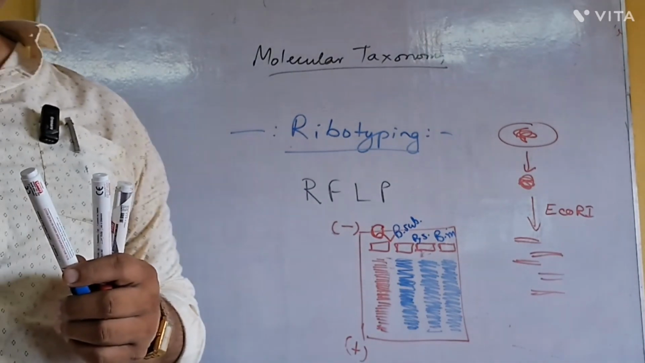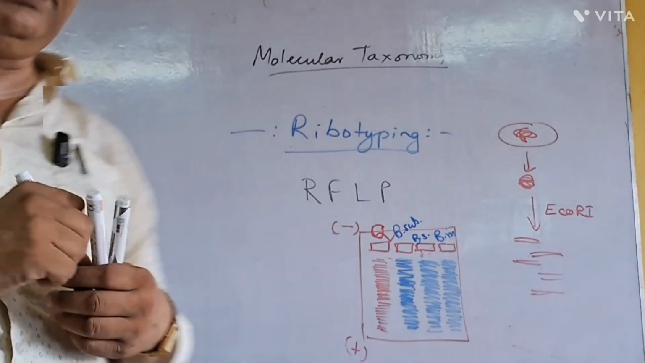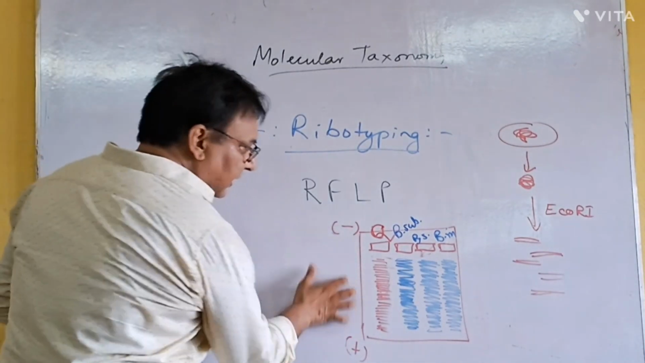16S rDNA you will use that as a probe, and you will hybridize this particular gel.